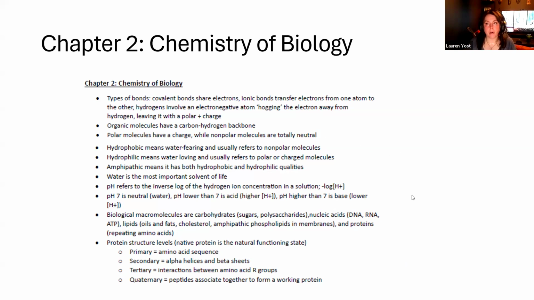Okay, so remember it is 0 to 14, that's the whole scale. 7 is neutral, halfway. Less than 7 is acid. Greater than 7 is base. And it's opposite for the hydrogen concentrations. Lots of hydrogen, that's going to be your acid. Okay.